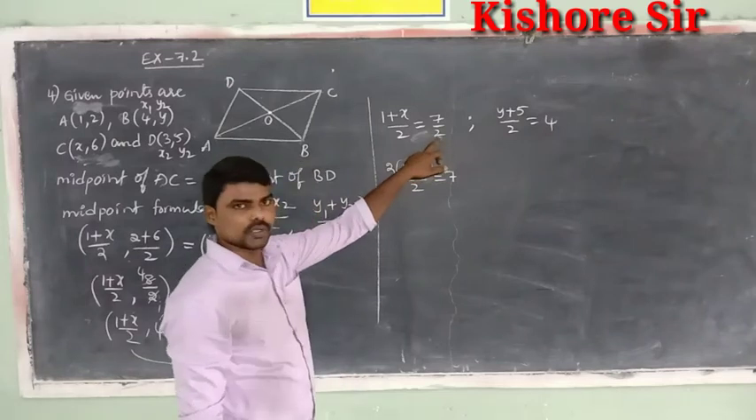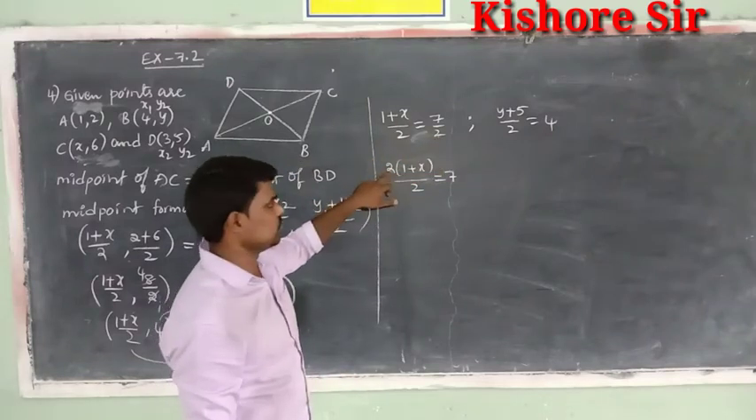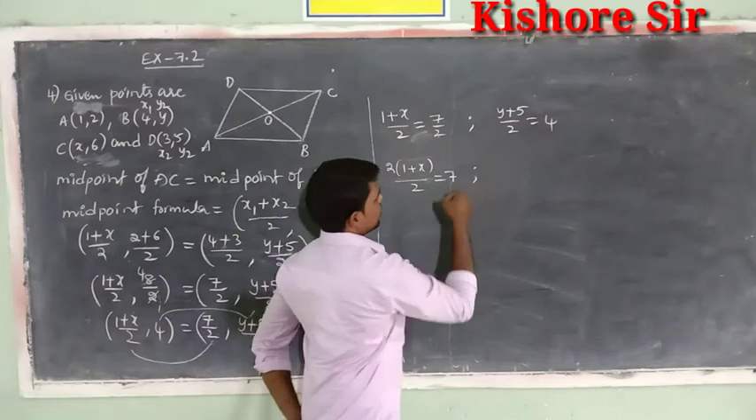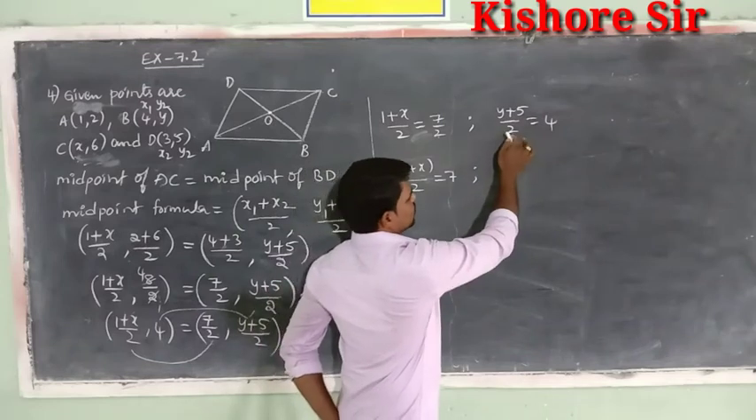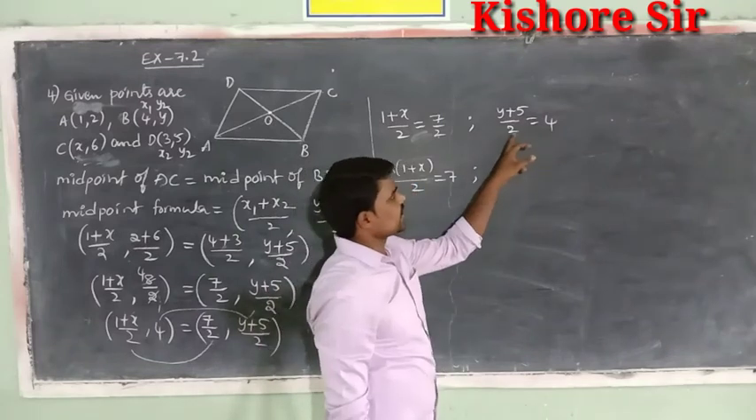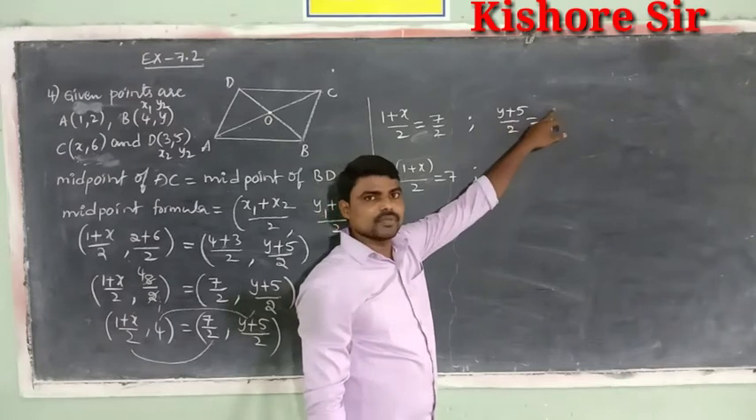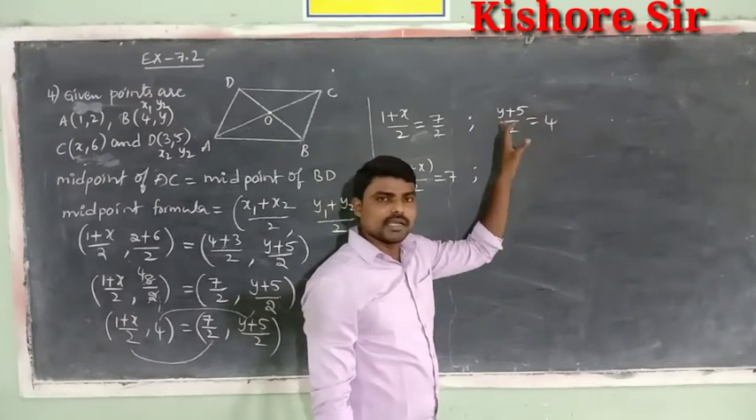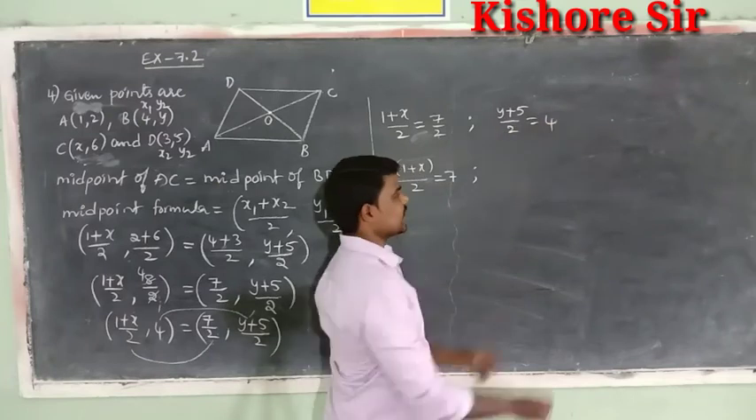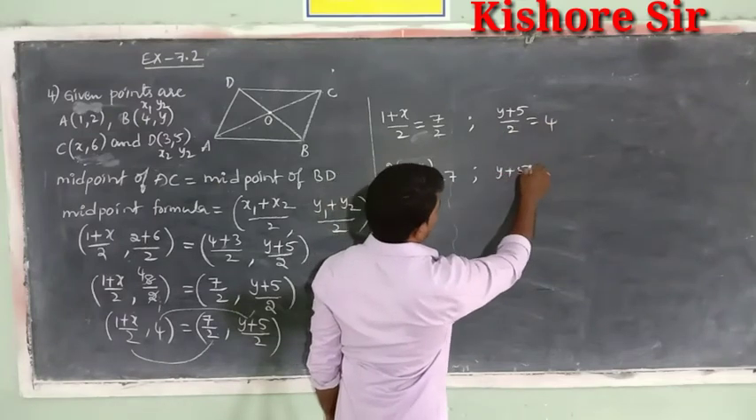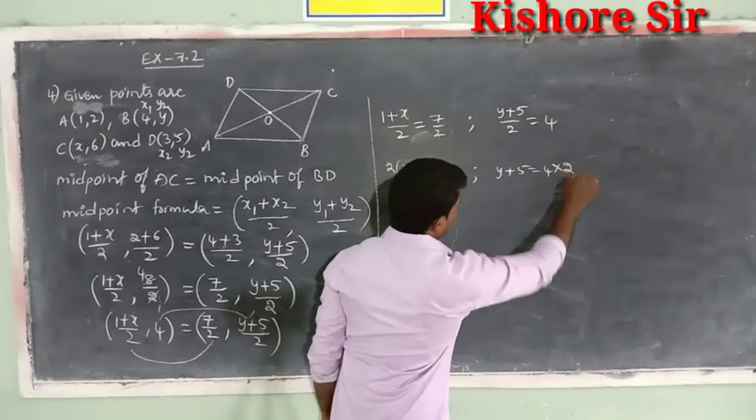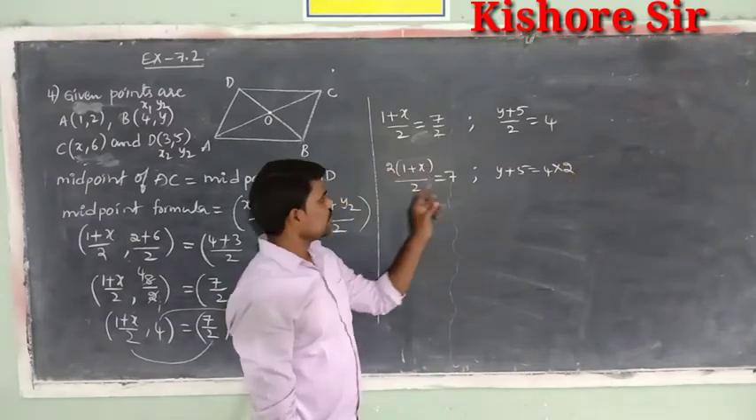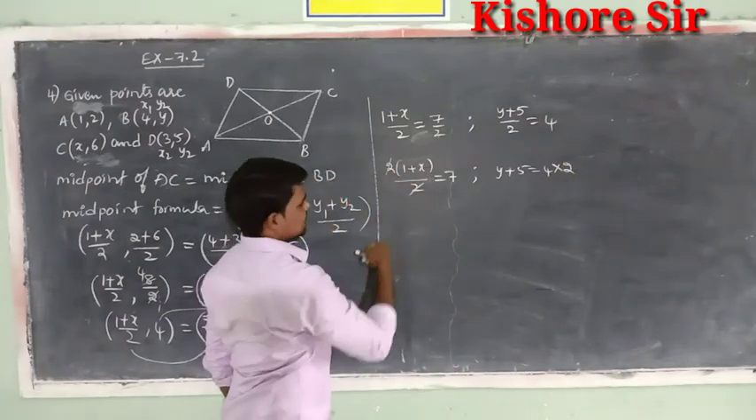Into by 2, it becomes into 2. Okay. Here 2 in denominator, it becomes into. So transpose 2 from LHS to RHS, division quantity becomes into quantity. So y plus 5 is equal to 4 into 2. Okay. So here 2 cancel.